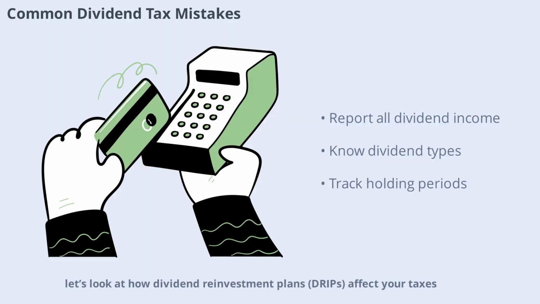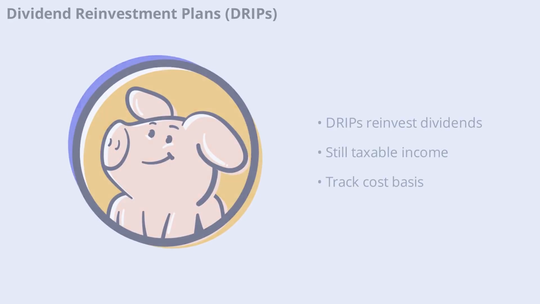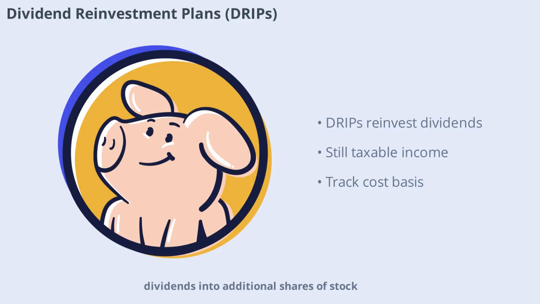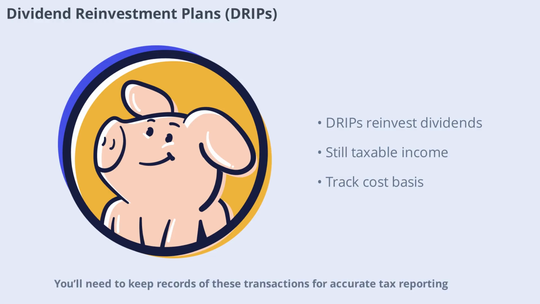Next, let's look at how dividend reinvestment plans (DRIPs) affect your taxes. Dividend reinvestment plans, or DRIPs, allow investors to automatically reinvest dividends into additional shares of stock. While this can accelerate your investment growth, it doesn't change the tax treatment. The IRS still considers reinvested dividends as taxable income in the year they're paid. You'll need to keep records of these transactions for accurate tax reporting and to calculate your cost basis when you eventually sell the shares.